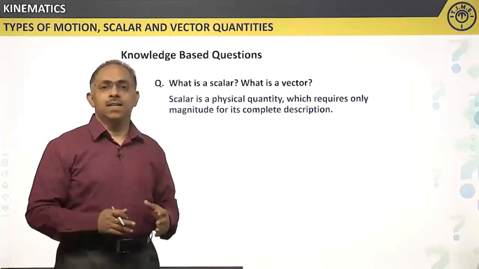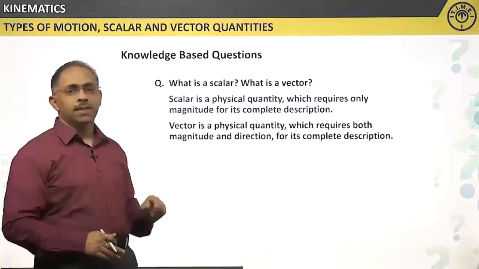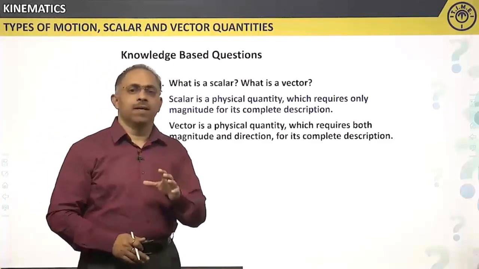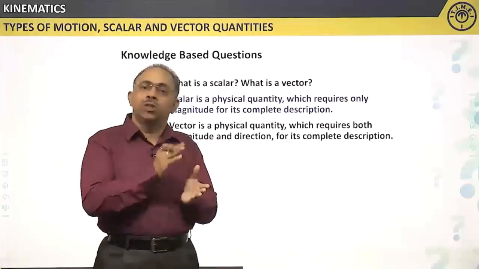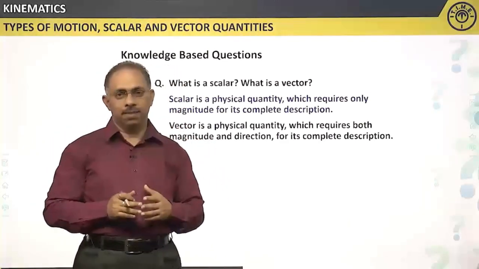What is a vector? Vectors are physical quantities which require both magnitude and direction for their complete description. Is it clear? When you talk about a physical quantity which requires both magnitude and direction, one example I will say is displacement.